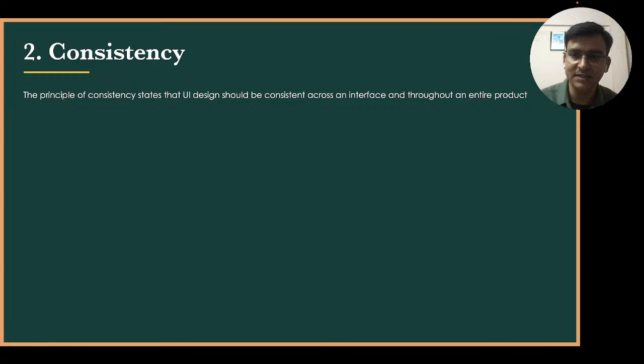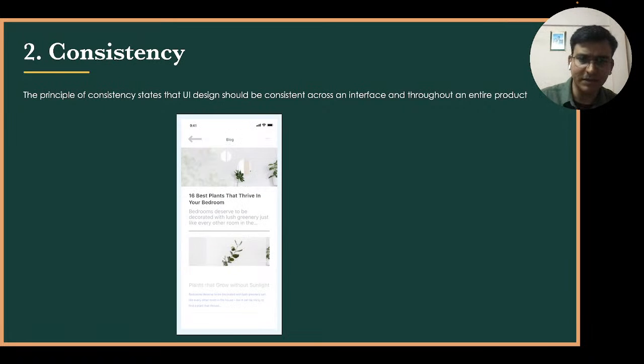The principle of consistency states that UI design should be consistent across an interface and throughout the application, throughout an entire product. Color, if you're using a CTA of the same color, use it everywhere. Use the same color everywhere. Okay, so here are some examples.